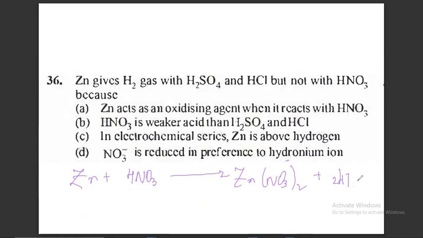So zinc is on the top position of hydrogen in the electrochemical series. So zinc displaces hydrogen from dilute sulfuric acid and HCl with liberation of hydrogen. Zinc plus HCl gives your zinc sulfate and hydrogen gas. So 36, the correct answer would be A. Okay.